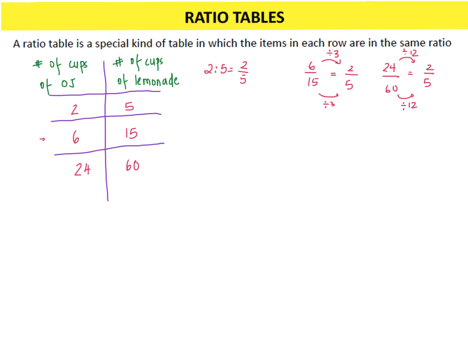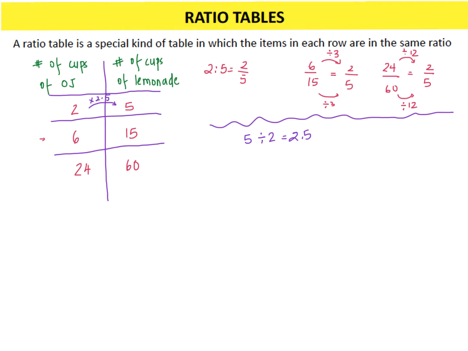A big idea about using ratio tables is the relationship between the two columns. So let me just write that down in a new space. How can you go from this column of number of cups of OJ to number of cups of lemonade? How can you go from 2 to 5? You can go from 2 to 5 by multiplying by 2.5. Now how do I know that? I know that because 5 divided by 2 equals 2.5. And so to go from 2 to 5, I need to multiply by 2.5.